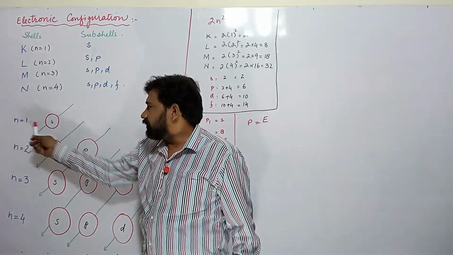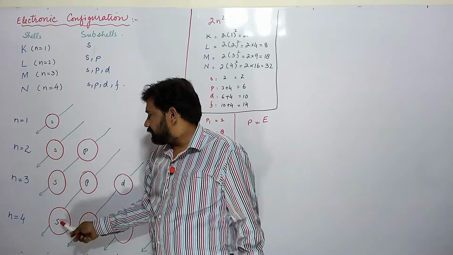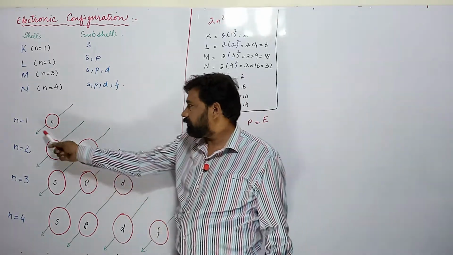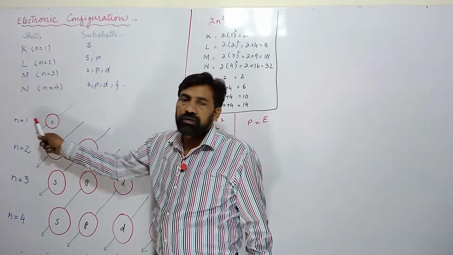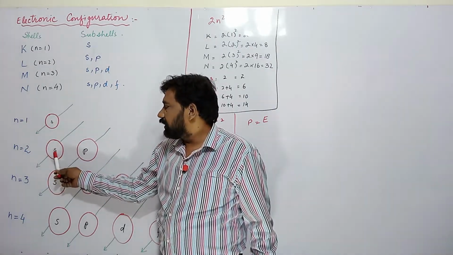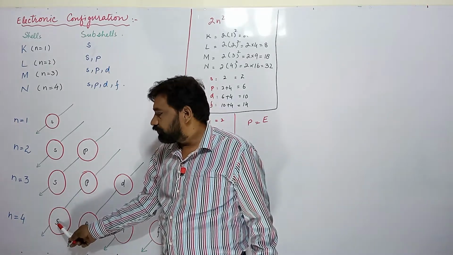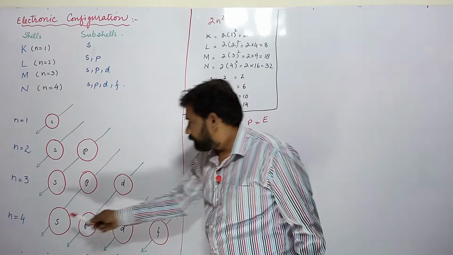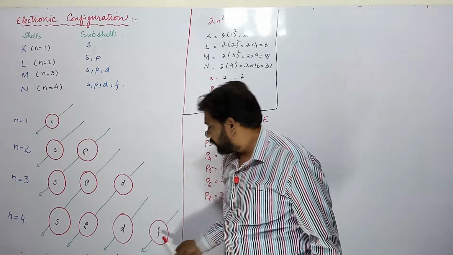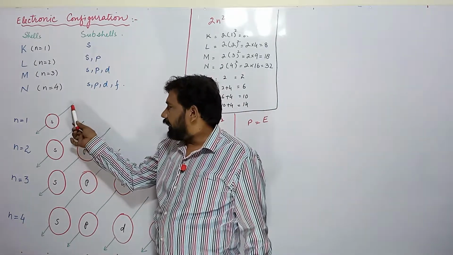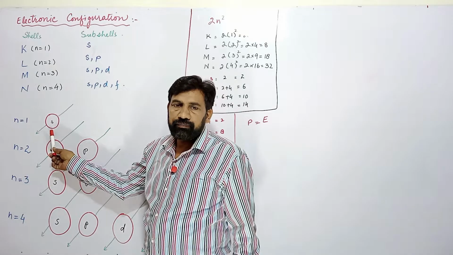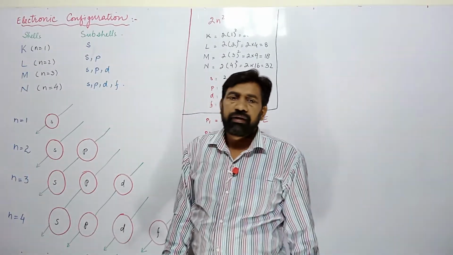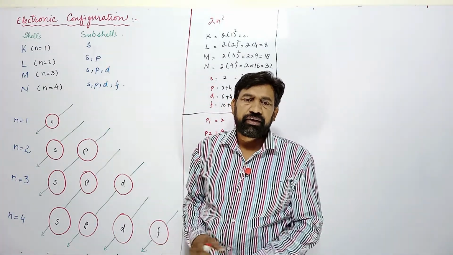So first of all, n is equal to 1, s, s, s, s, then p, p, p, d, d and f. Now remember, here this s will be called 1s, here this s will be called 2s, 3s, 4s. In the same way, 2p, 3p, 4p, 3d, 4d and 4f. Now viewers, 1s is the lowest energy level and 4f is the highest energy level here. These arrows are showing the increasing order of the energy of the shells.